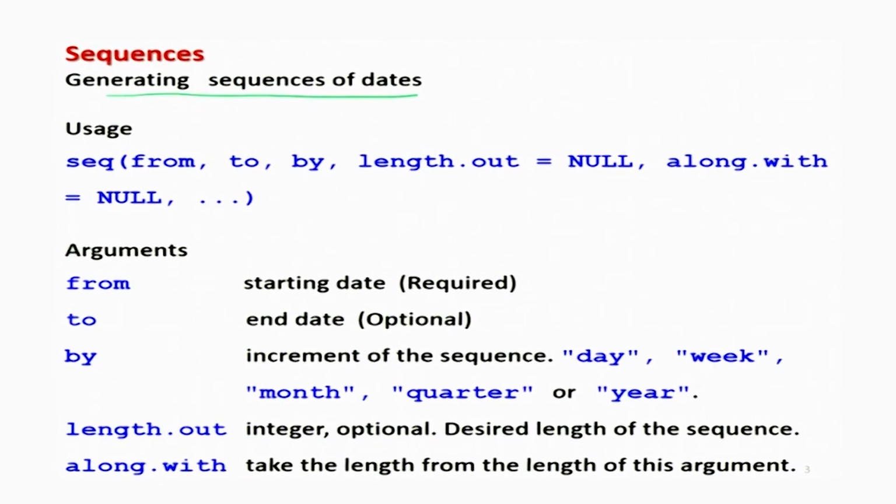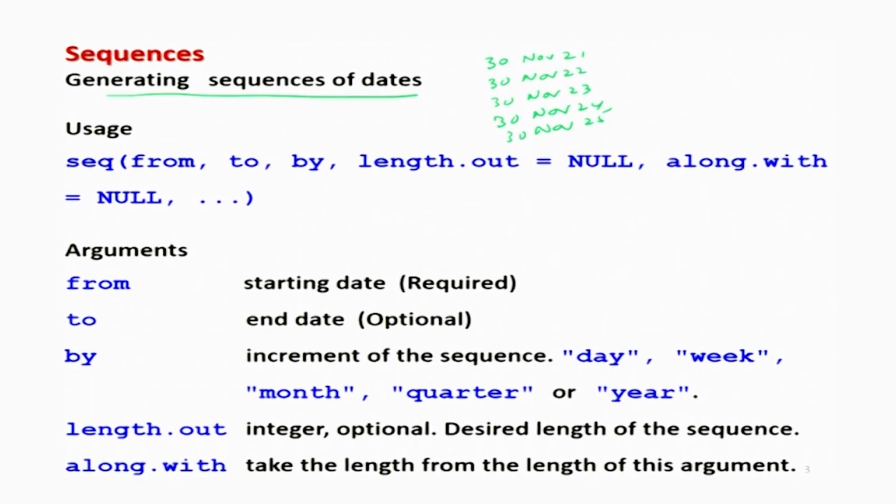So for sequences of dates, for example, suppose today is 30th November 21, and suppose you want to generate a sequence of 5 dates, and the increment is going to be either by day, by week, by quarter or by year. So suppose you want to generate 5 dates which are incremented at an annual level, so this will be 30th November 21, 30th November 22, 30th November 23, 30th November 24 and 30th November 2025 and so on. So this is how the sequence of dates will look.